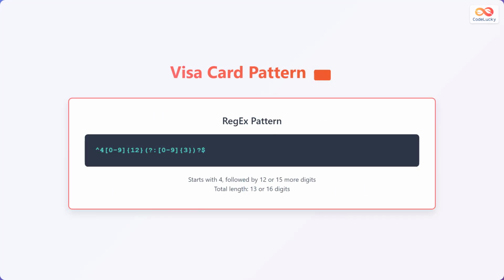Let's examine the regular expression pattern for Visa cards. The regular expression is ^4[0-9]{12}(?:[0-9]{3})?$. This pattern ensures that the Visa card number starts with the number 4, followed by 12 or 15 more digits, ranging from 0 to 9. The total length of the card number will be either 13 or 16 digits.